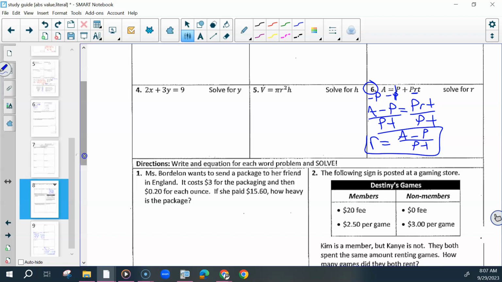Tuesday is your quiz, Wednesday we go over the quiz, Thursday, Friday is your test. You can use the rest of this time to do Delta Math if you haven't done those. Work more in this review. Find any word problems you may want to go over on them.